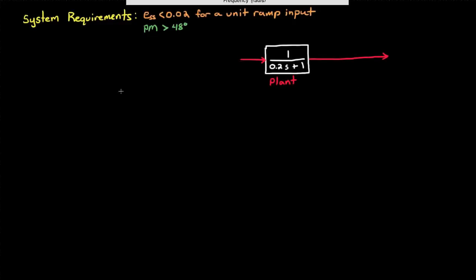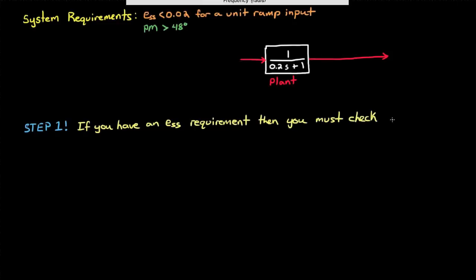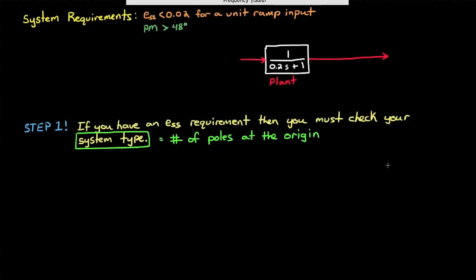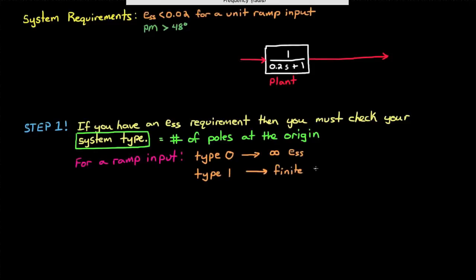Now whenever you're given a steady state error requirement, the very first thing that you should always check is the system type. Check out my video on final value theorem and steady state error for more information on this. But the system type is the number of poles at the origin, and this number dictates whether you're going to have infinite steady state error, finite steady state error, or no steady state error based on the type of input signal. So in our case with a unit ramp input, in order for the system to have a finite steady state error, then the system needs to be at least type 1, or a single pole at the origin.